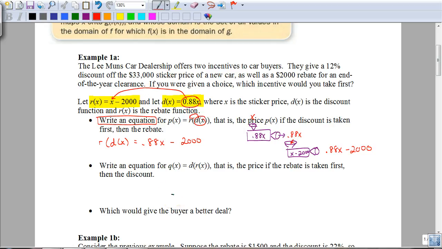It says, write an equation for Q of x equals D following R of x. That is, the price of the rebate is taken first, then the discount. Instead of having to write a function machine, let's look at it the way we did the second time. We're going to take function R and put it inside of function D. So I'm going to take function R, which is x minus 2,000, and put that inside of function D. Now be careful here, because we have to take 0.88 times whatever x is, and this time x is this whole quantity, x minus 2,000.